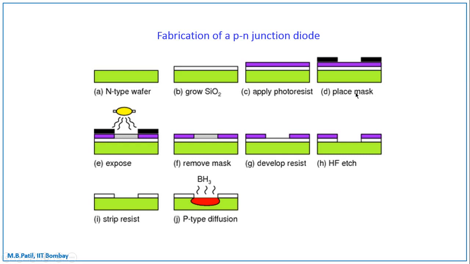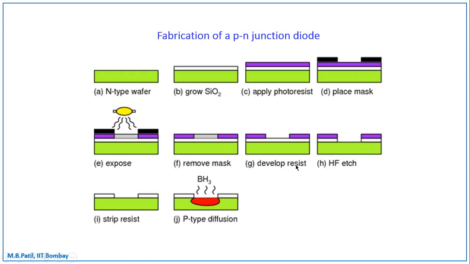After that we place a mask on top of the photoresist, shown here in black color. Then we expose this whole thing to ultraviolet light. Now there is a window in the mask over here, so the light goes through and this part gets exposed and this part does not get exposed because we have the mask blocking the light over there. Next, the mask is removed and now we have the photoresist. Some part of the photoresist has been exposed to UV light and the rest has not been exposed to UV light.